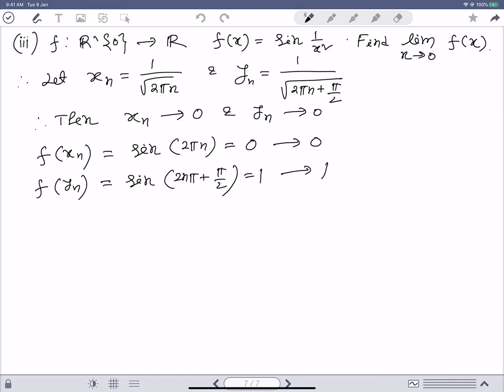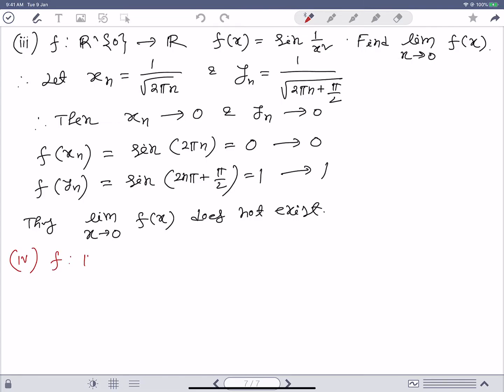So therefore we have two sequences and both of them converge to 0, but f of xn converges to 0 and f of yn converges to 1. So therefore they have different limits. So we can say that the limit as x tends to 0 of f of x does not exist, right? So whenever we have two sequences for which f of xn and f of yn have different limits, in that case we shall say that the limit of the function at that point does not exist.